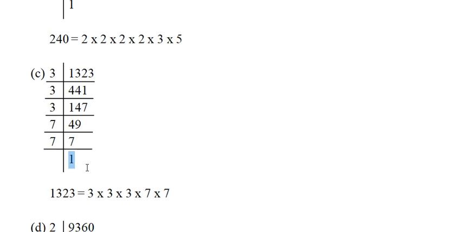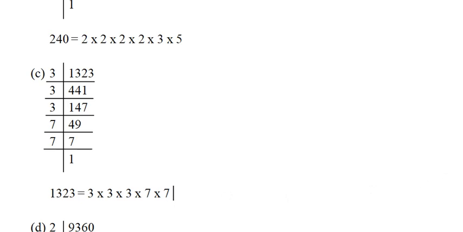Now express 1323 as a prime factorization. We have 3 threes here, 1, 2 and 3, and we have 2 sevens. I want to repeat one more time that you will not write times 1 at the end, because 1 is not a prime number.